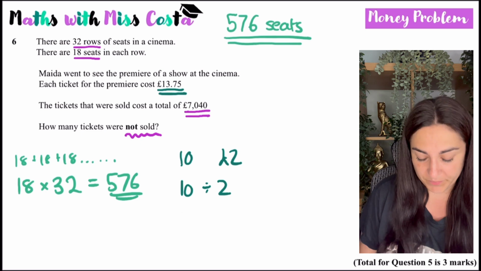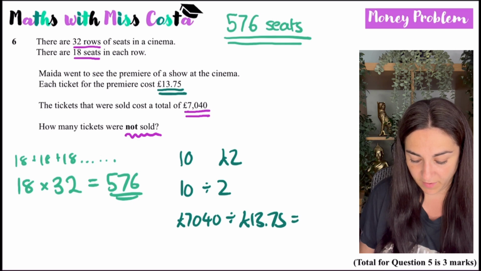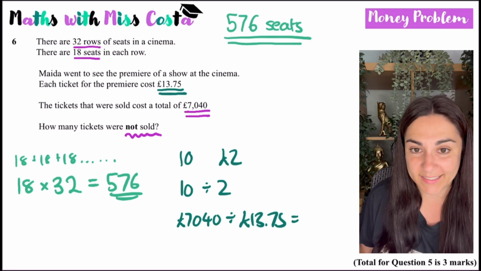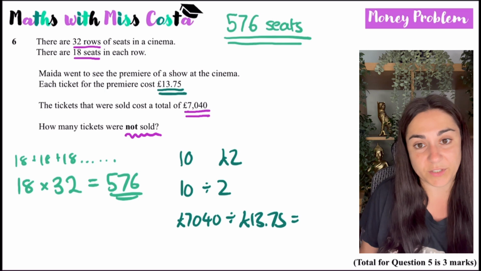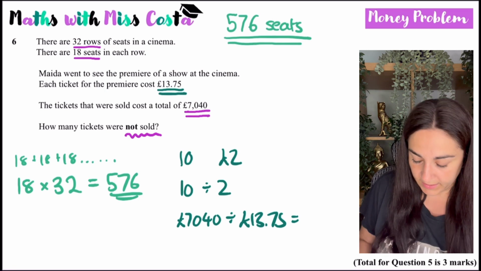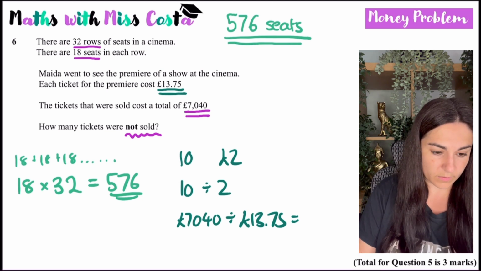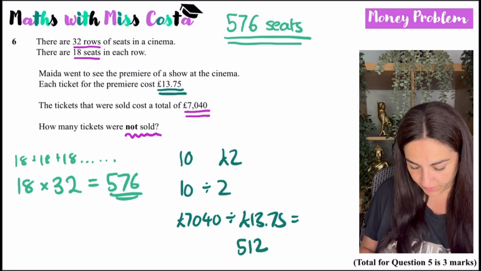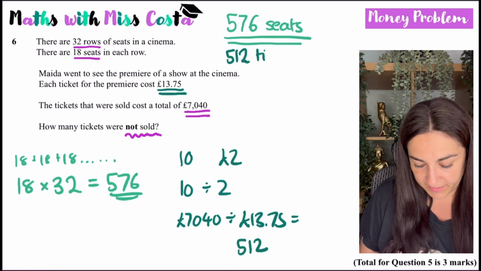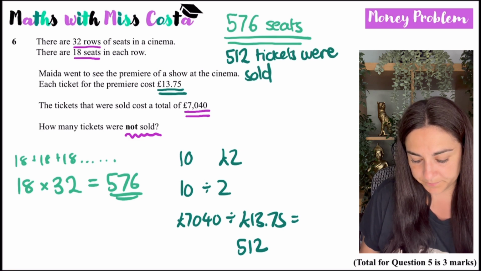So similarly, I know that 7,040, if I divide it by £13.75, that will tell me how many tickets I bought, just like dividing by 2, which is the cost of a Coke can, would have told me how many cans I bought. So 7,040 divided by 13.75 is 512. So that means 512 tickets were sold.